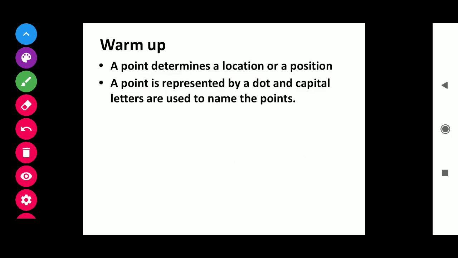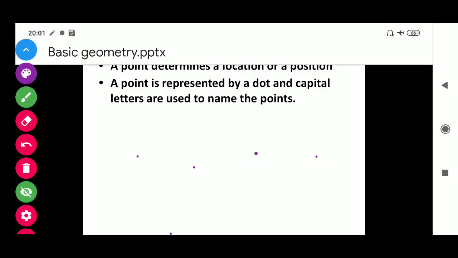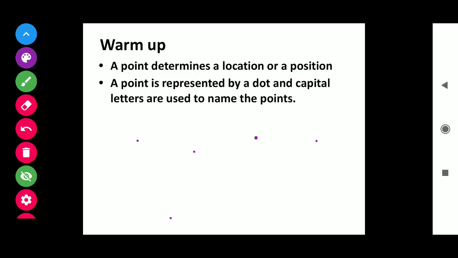First one is point. A point determines a location or a position. A point is represented by a dot, and capital letters are used to name the points. Suppose I want to show you a point, how will I show it? This can be a point, this can be a point, this can be a point. Like this you can show the point. And how will you give a name to the point? Capital A, if this is a point, then capital B. So capital letters will be used to represent the point.